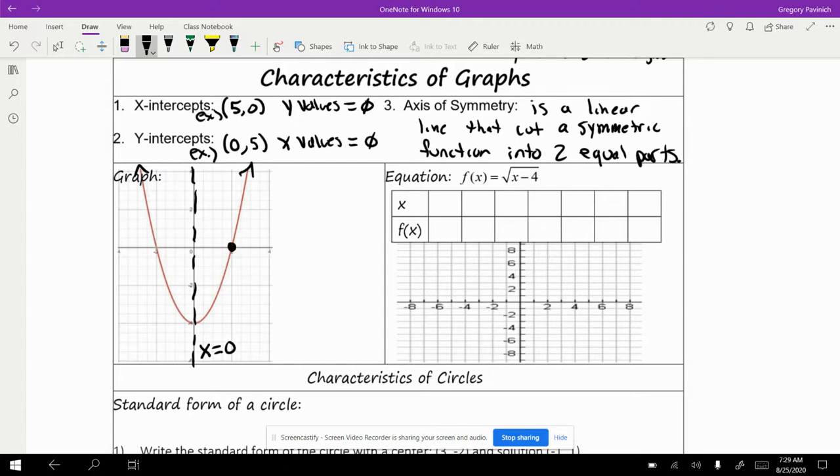I have x-intercepts at 1, 0. Actually, I think it's a 2. It's kind of hard to read. They're counting by 2's. So a 2, 0, and negative 2, 0.